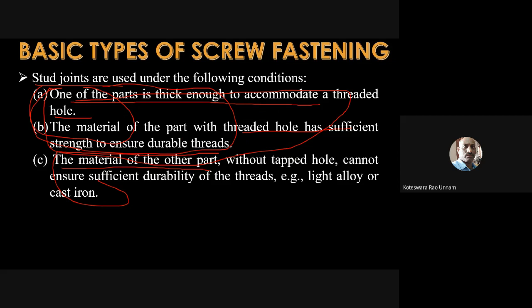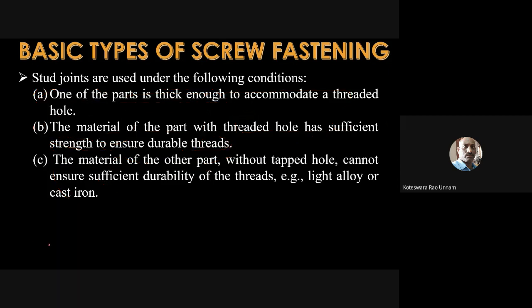Whereas in the second part, the properties are opposite to this. One case is that it is not possible to accommodate a threaded hole, or even if it is possible, the threads do not have sufficient strength to ensure a durable life. Then in that case, I am not going to create a thread in the part itself. So I use a nut and washer to connect the parts. Therefore, under these three conditions, the studded connection or studded joints are used.